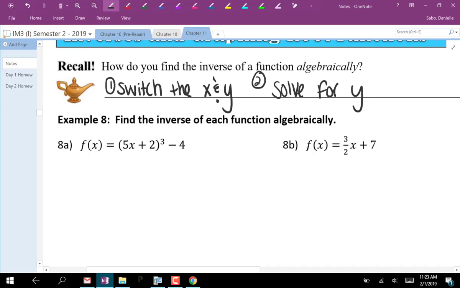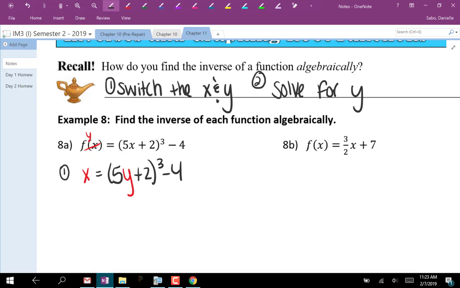So the very first step, like I said, step 1, is that we're going to switch the x and the y. This y will become an x, because remember, that's technically a y. That's really what that is, but it's just function notation. Is equal to parentheses 5, now y, because we switched them, plus 2 cubed minus 4. So that was literally the first step. That's all we did. We just made the x a y and the y an x.